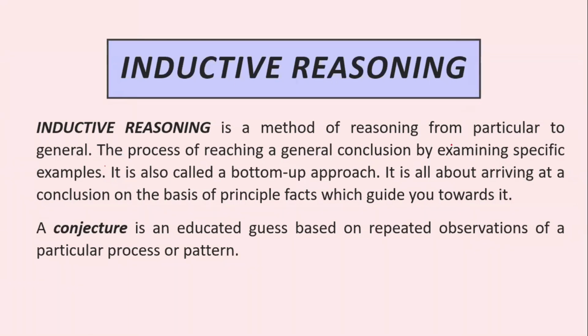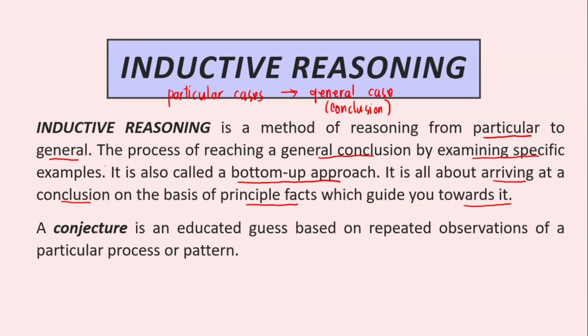It says here, it's a method of reasoning from given particular cases to general cases. All right, inductive reasoning is going from particular examples or cases to a general case. The general case is what we call the conclusion. It's a process of reaching your general conclusion by examining specific examples. It is also called a bottom-up approach. It's all about arriving at the conclusion on the basis of facts which guide you towards it.